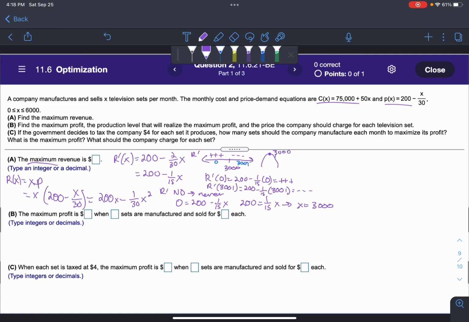And now we want to answer the question, so what's the maximum revenue? So now we're going to find our revenue at 3,000. This is given by this formula over here. So 200 times 3,000 minus 1/30 times 3,000 squared. Plug that into the calculator and I got 300,000.